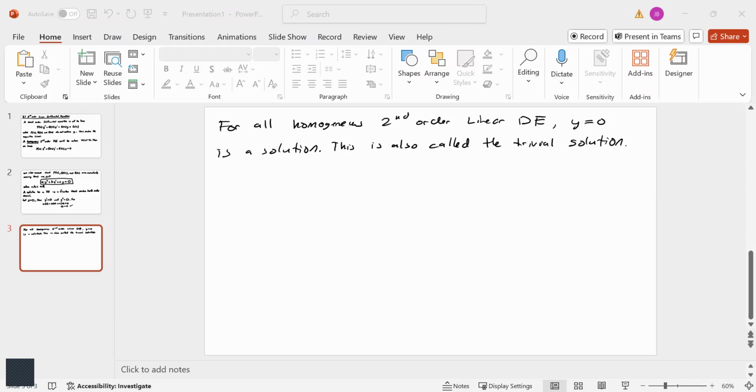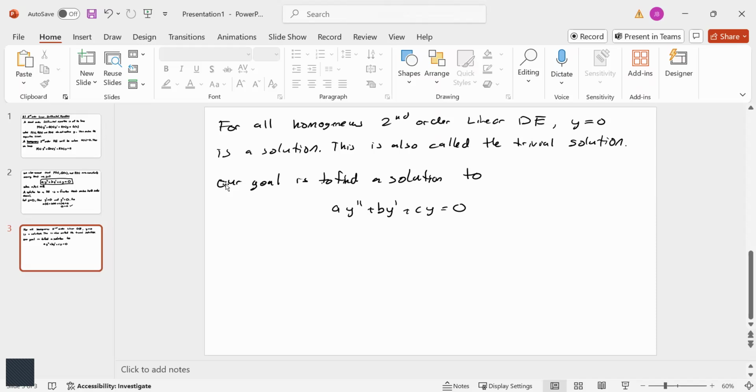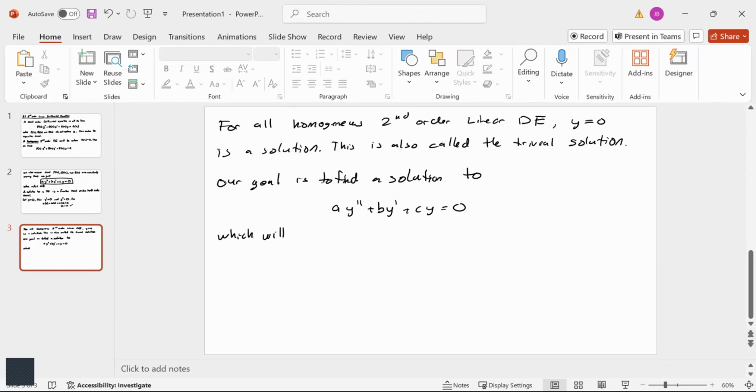So we think of a different equation, right? So we say, okay, what is our goal? Our goal is to find a solution to a y double prime plus b y prime plus c y equals zero. Like that's what we're trying to do. Which will be y equals some function. Okay. What could that function be?